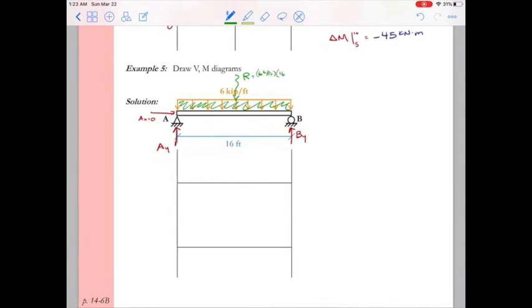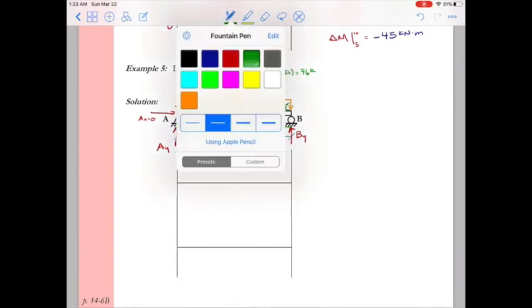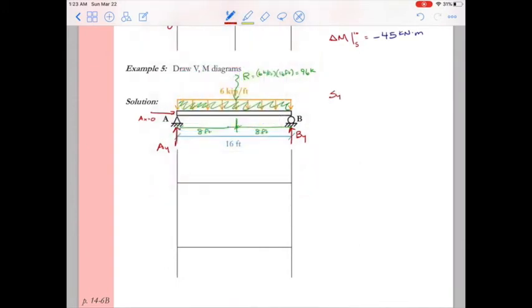All right, again, I need to come up with the resultant force. The resultant force is the base times height of the load, so that's 6 kips per foot times 16 feet, for a total of 96 kips. That acts in the middle of the beam, or 8 feet from both A and B. If my total resultant force is 96 kips, then AY and BY are both 48 kips by symmetry.